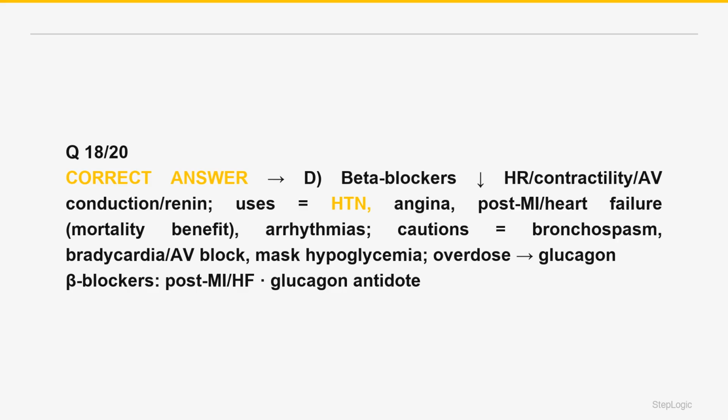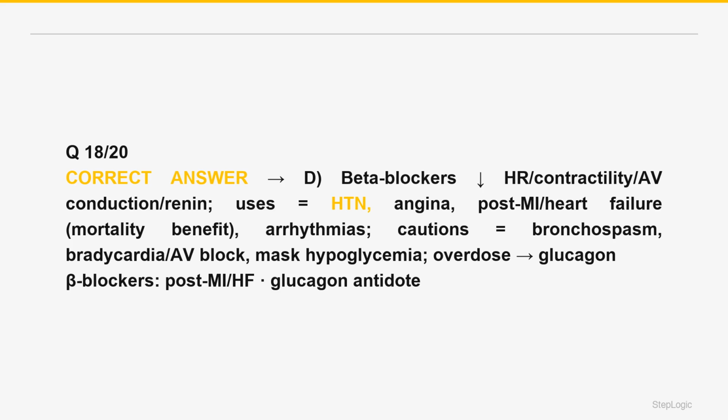The toxicities and cautions are high yield. Non-selective agents like propranolol can cause bronchospasm. Avoid in asthma; prefer cardioselective beta-1 agents like metoprolol if needed. They cause bradycardia and AV block, so avoid with non-DHP calcium channel blockers. They also cause fatigue, sexual dysfunction, and can mask the adrenergic warning signs of hypoglycemia in diabetics.